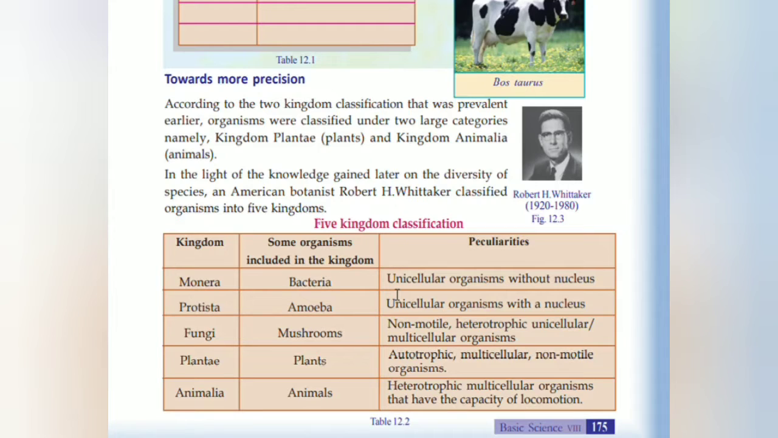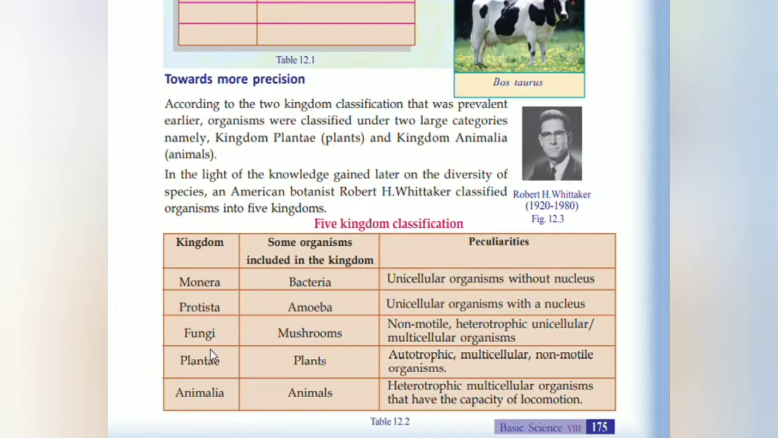Then next coming is the Protista. Which organism is included? Amoeba. As we know, it is a unicellular organism with a nucleus. Then the next category, fungi. Mushrooms come under this. Non-motile, that is, they are not able to move. Heterotrophic, unicellular and multicellular, that is, both are seen. Unicellular and multicellular organisms are seen in the kingdom Fungi.